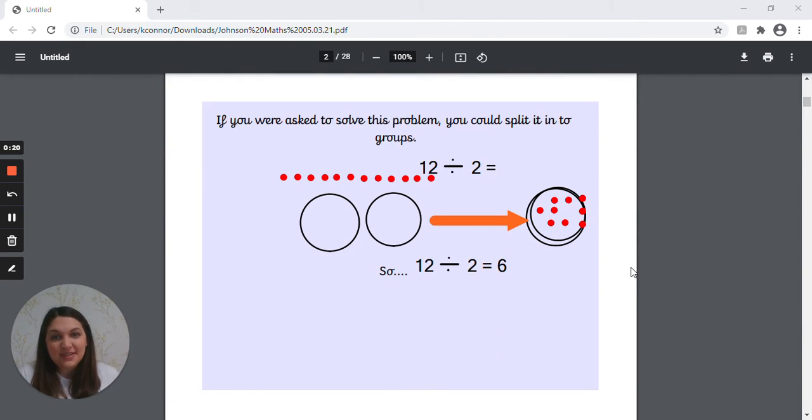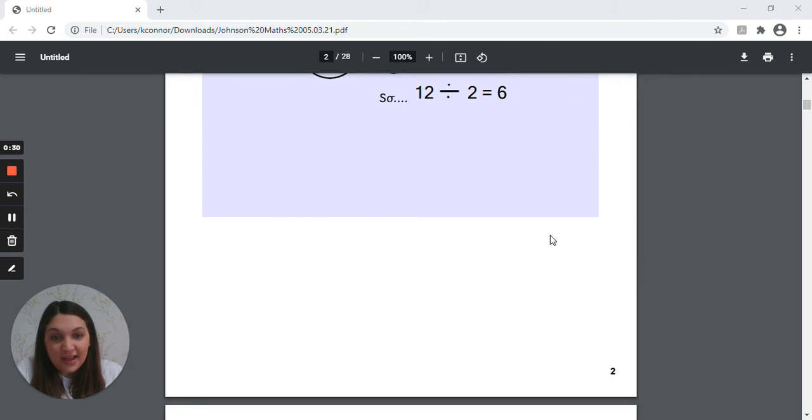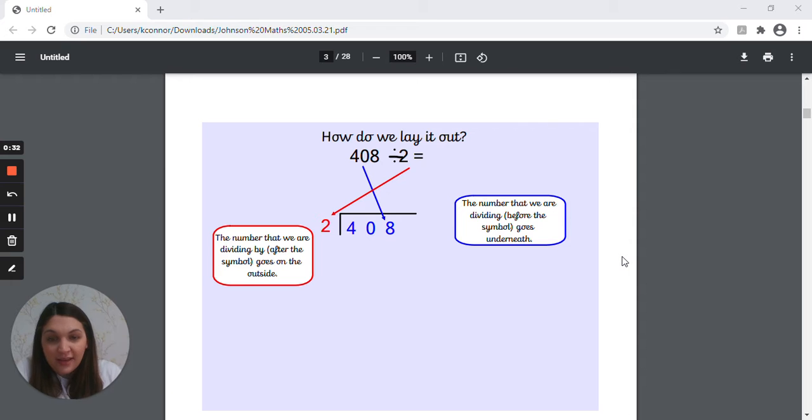Okay, so if you were asked to solve this problem, you could split it into two groups. So if you were asked to solve 12 divided by 2, you could split 12 into two groups and you'd be left with 6. Okay, so what happens if we were given 408 divided by 2?